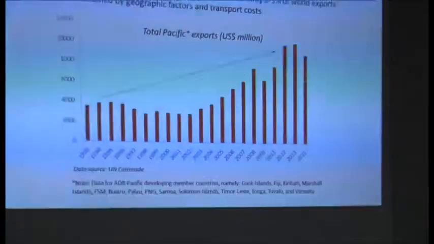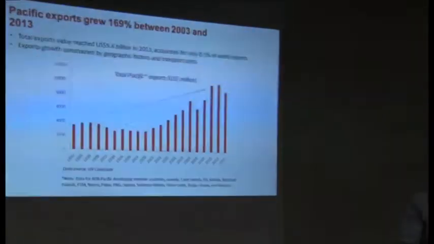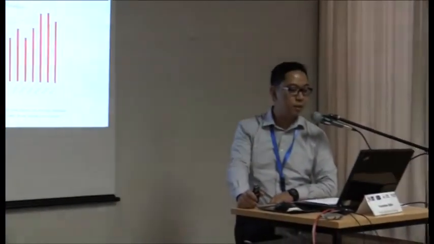It highlights some of the key trends and emerging opportunities within the Pacific. The data we present here covers ADB Pacific developing member countries, so they are listed at the bottom of that figure. Let me read them: Cook Islands, Fiji, Kiribati, Marshall Islands, FSM, Nauru, Palau, PNG, Samoa, Solomon Islands, Timor-Leste, Tonga, Tuvalu, and Vanuatu.